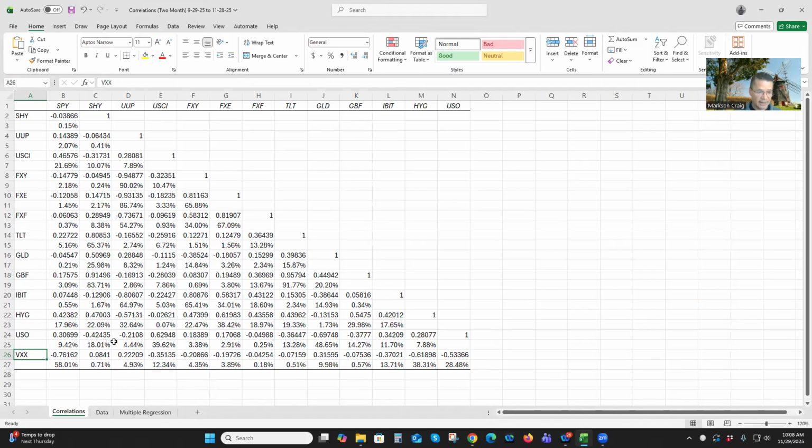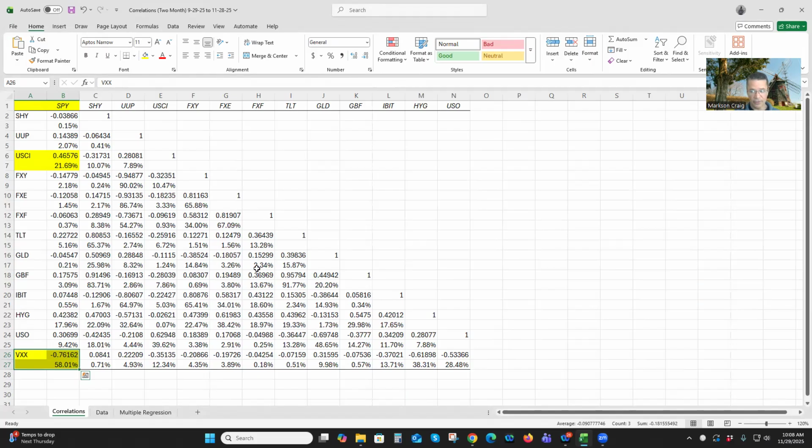The variable that has the second highest correlation is commodities. That's USCI over here, which accounts for 21.69% of the variance on SPY. This has a positive relationship, a positive correlation. So as USCI goes up in price, so will the S&P 500. And then once again, the VIX at the very bottom here, highlighted in yellow, has the strongest relationship with the S&P 500.